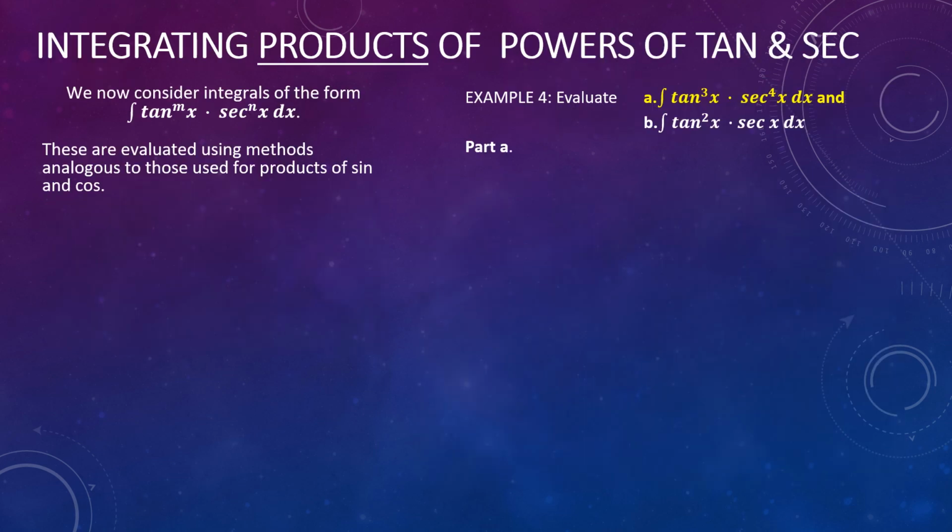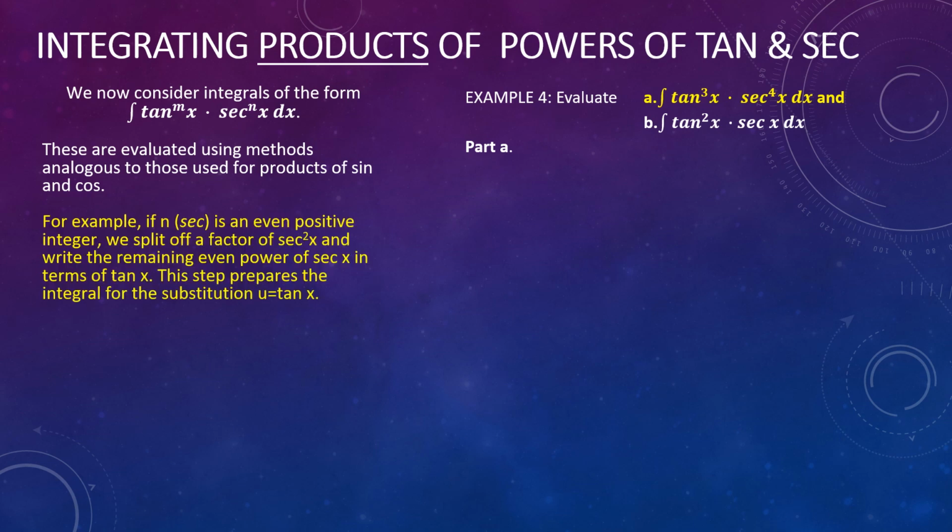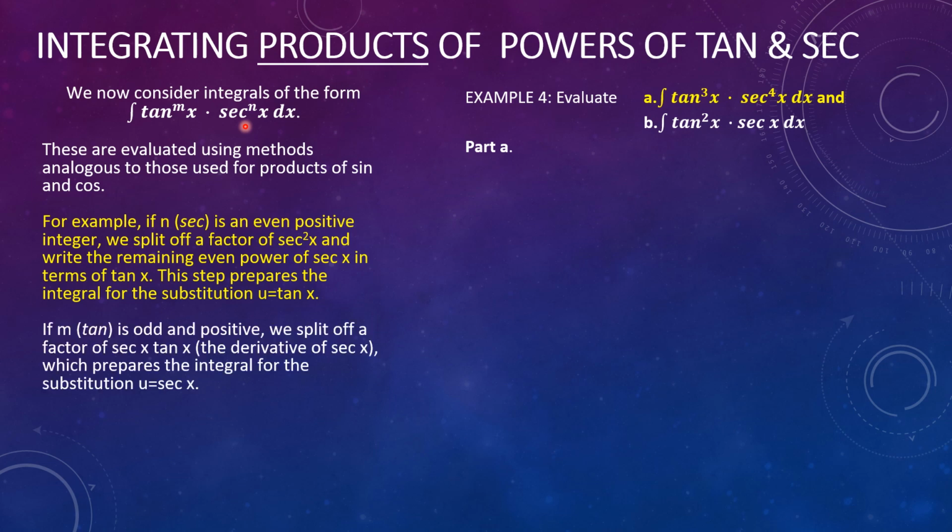We now consider integrals of the form the integral of tangent raised to a power times secant raised to a power dx. These are evaluated using methods analogous to what we used for the products of sine and cosine. For example, if n, the power on secant, is an even positive integer, we split off a factor of secant squared and write the remaining even power of secant x in terms of tangent x. This step prepares the integral for the substitution u equals tan x.